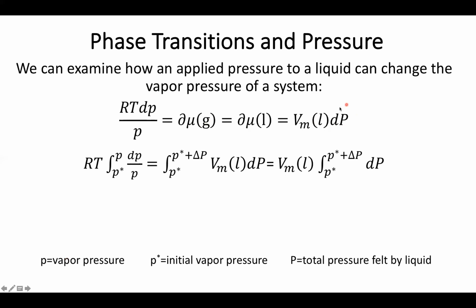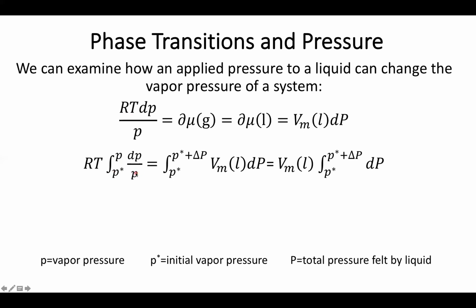And so let's figure out how this pressure felt by the liquid will influence the pressure felt by the gas. And so what we can then do is integrate both sides. And on this left side, RT is not going to show any pressure dependency. So what I'm going to do is integrate from my initial vapor pressure, say a reference condition such as 1 bar, to the actual ending pressure after I apply the additional force.